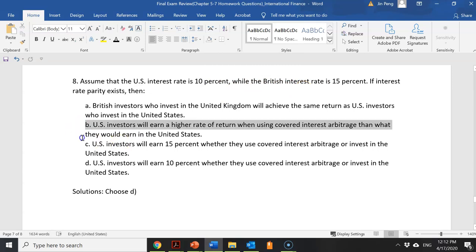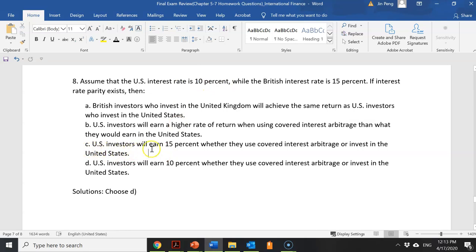Option B, US investors will earn a higher rate of return when using covered interest arbitrage than what they would earn in the United States. Okay, because interest rate parity exists, so US investors will actually earn the same return, no matter whether they invest domestically or invest in Great Britain and use covered interest rate arbitrage. They will always earn 10%, no matter where they invest.